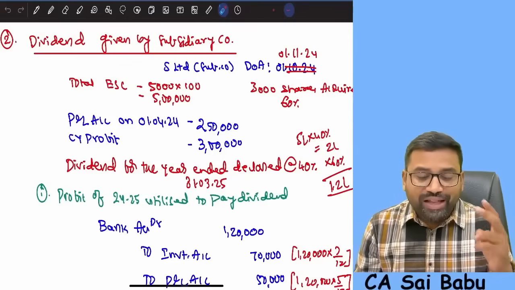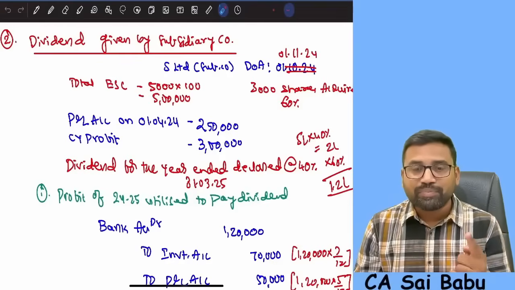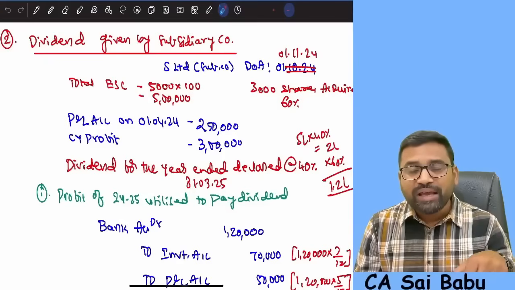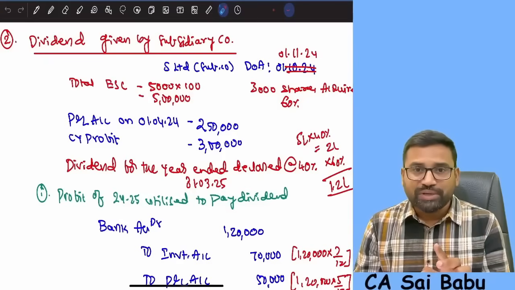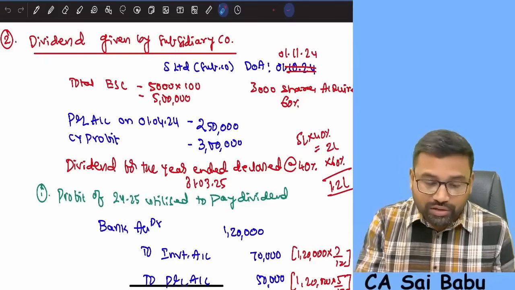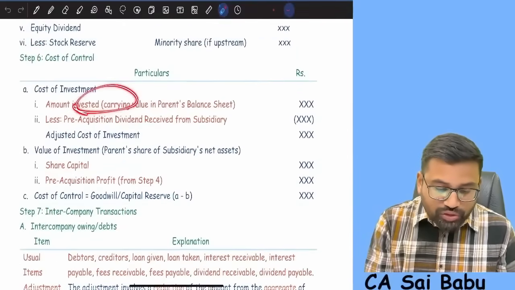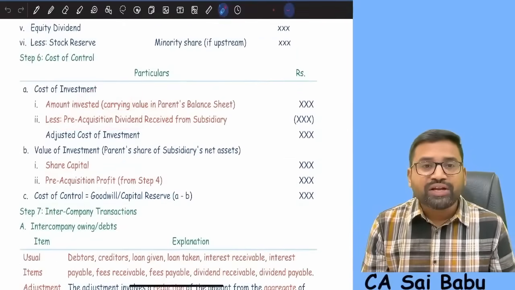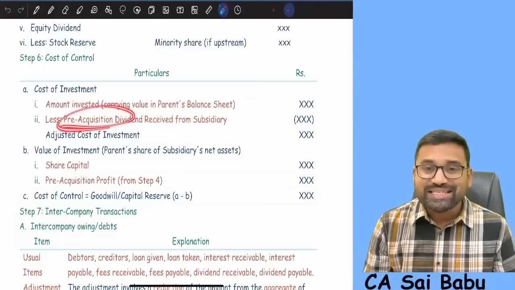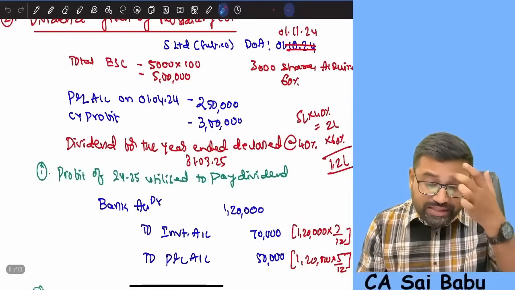Therefore, whenever any dividend is given by the subsidiary company, check which source the dividend came from, pre or post. If it is pre, adjust to the cost of investment. That means in step number 6, cost of control, when you are doing the cost of control step, from the amount of investment, whatever pre-acquisition dividend we received from the subsidiary company, we will adjust.